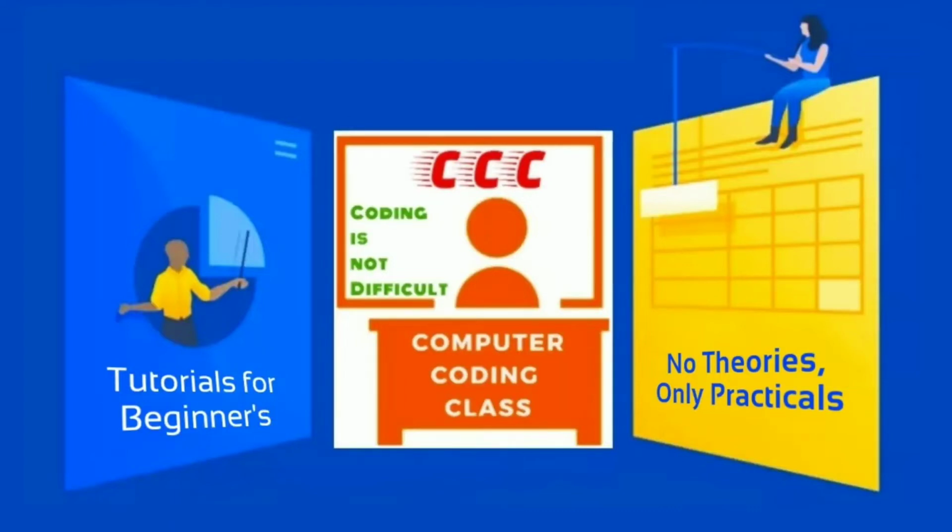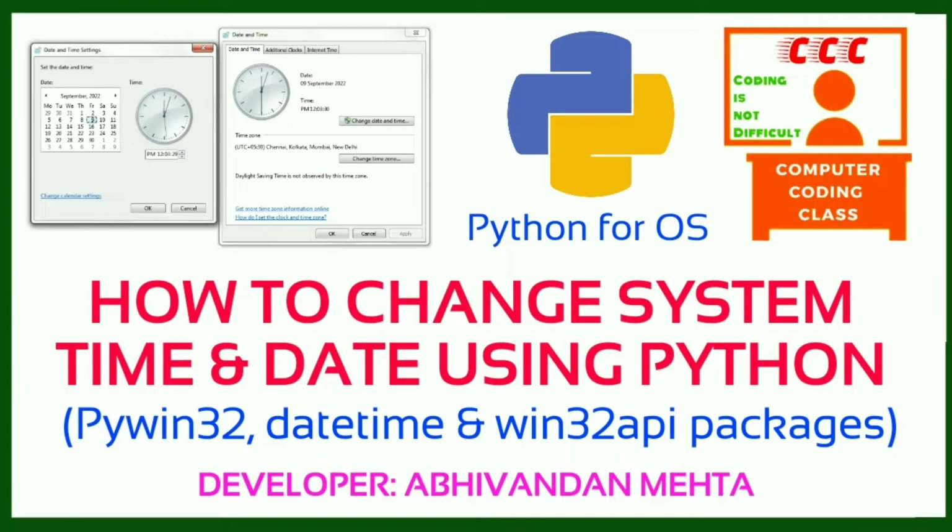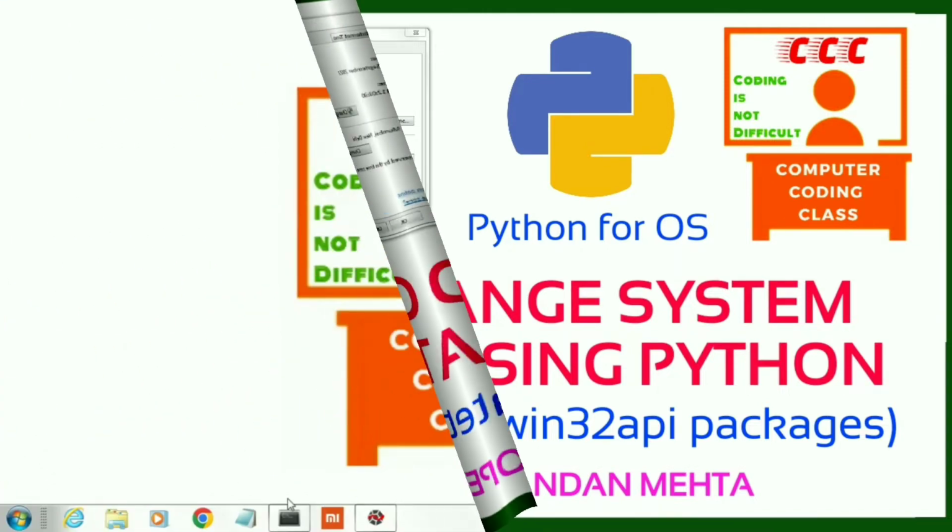You are attending computer coding class. Welcome. Today we will learn how to change time and date of system clock in Windows operating system using Python. Here I will use Win32 API of PyWin32 package.